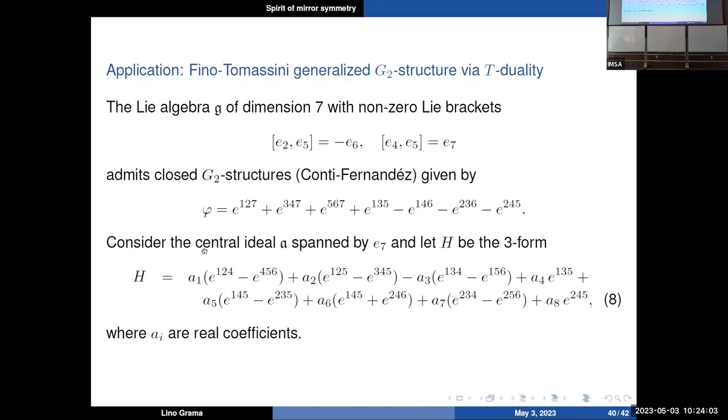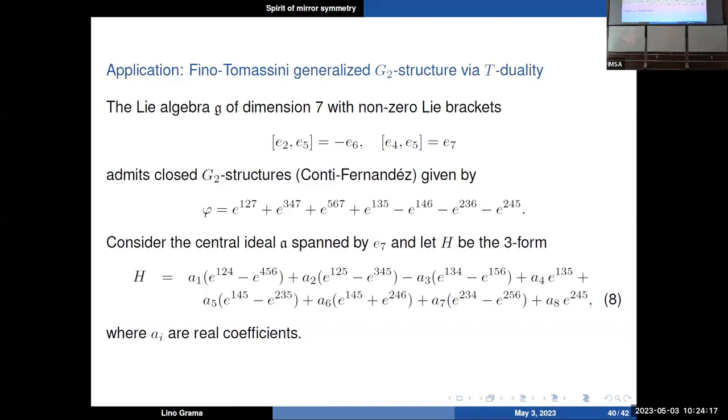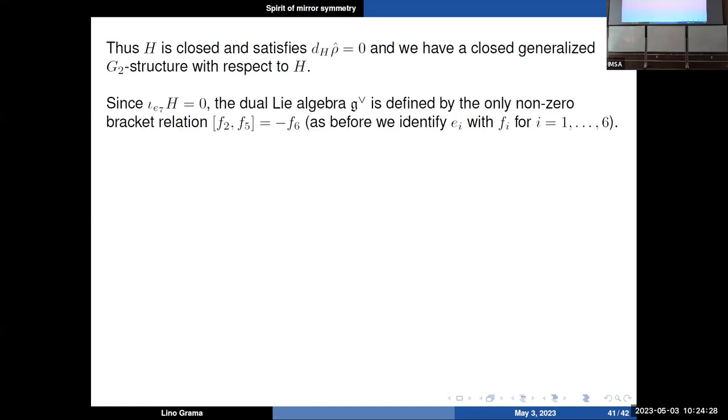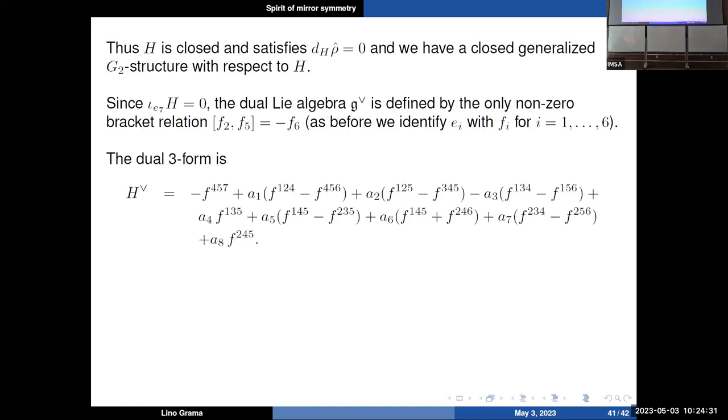And consider the central ideal spanned by e7. And we have this family of three forms here. This is a computation, but we can use this twist: d H is zero, it is closed. And we have a closed generalized G2 structure with respect to H. And we proceed as before, we can take the dual Lie algebra. This duality preserves the integrability, and this is also generalized closed.